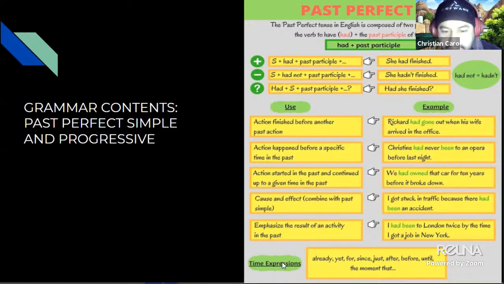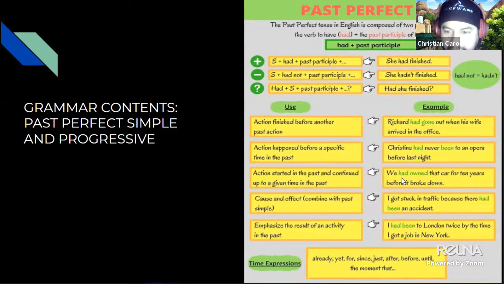We got more time expressions. You can see the example below, right? The examples already, yet, which are basically adverbs, or prepositions. Already, yet, for, since, just, after, before, until, okay? And expressions of time that are longer, like phrases. So the moment that, by the time, last night, recently, etc. At that time. Okay. What else? That's the second example. Christine had never been to an opera before last night.